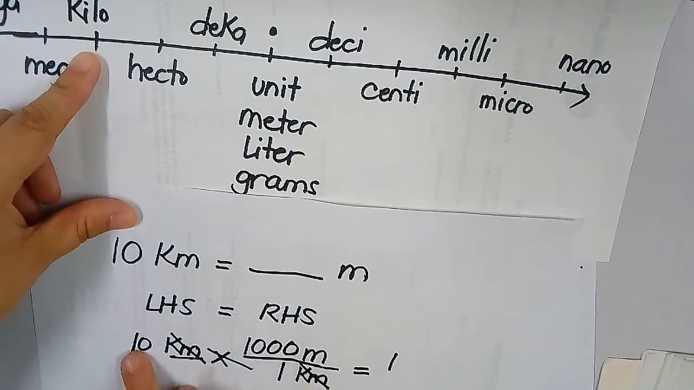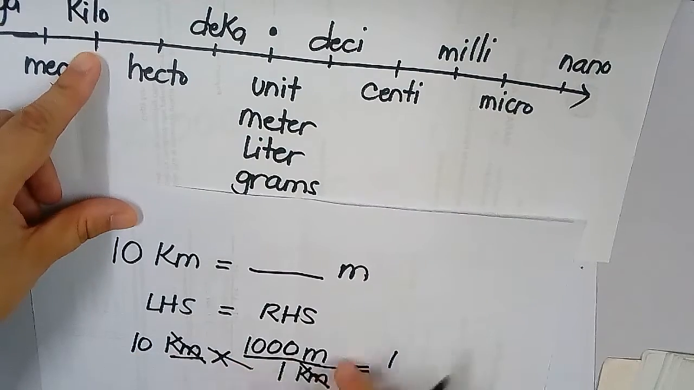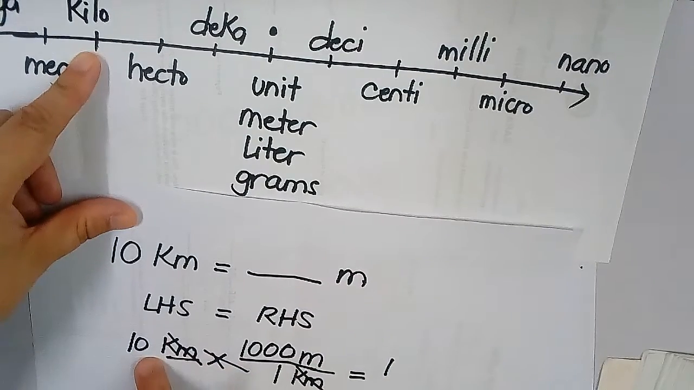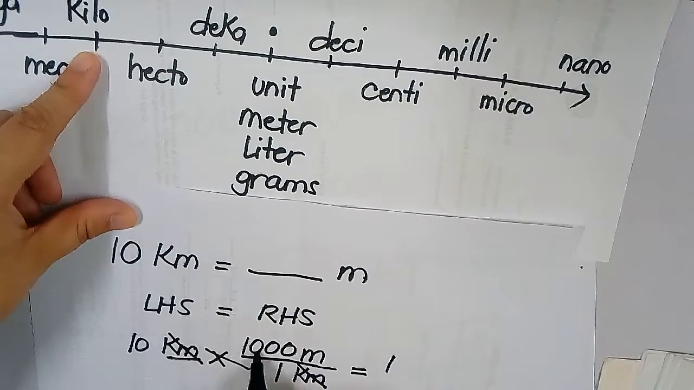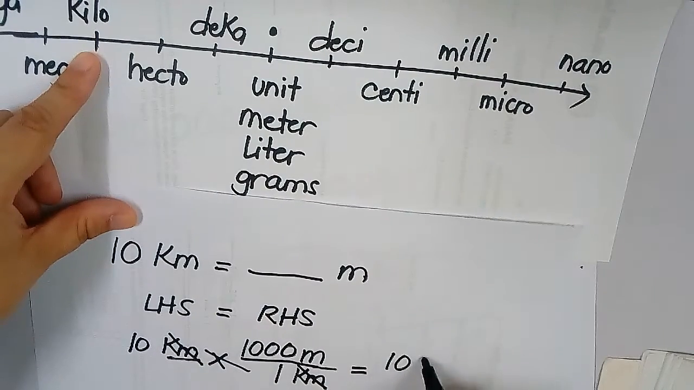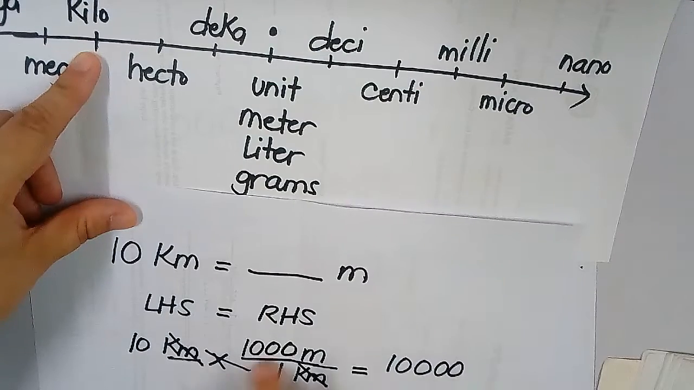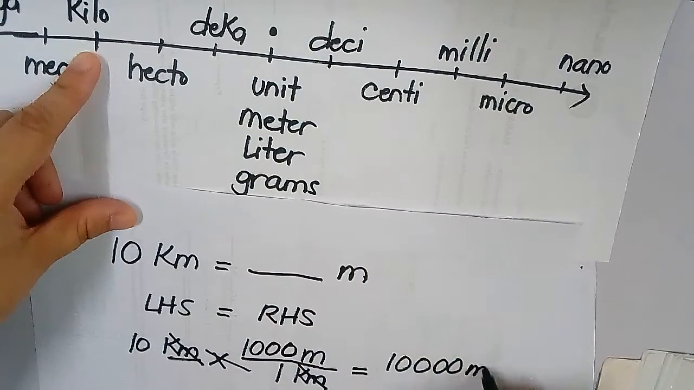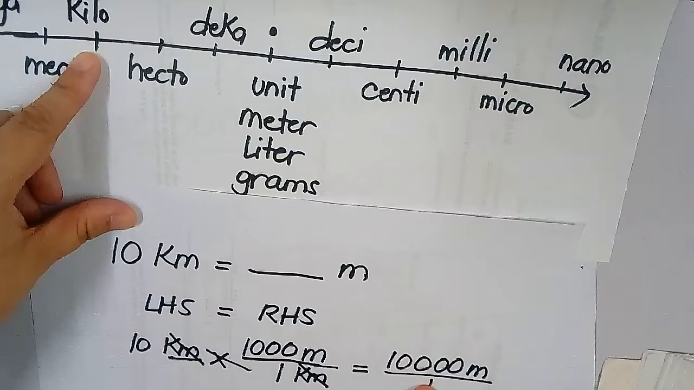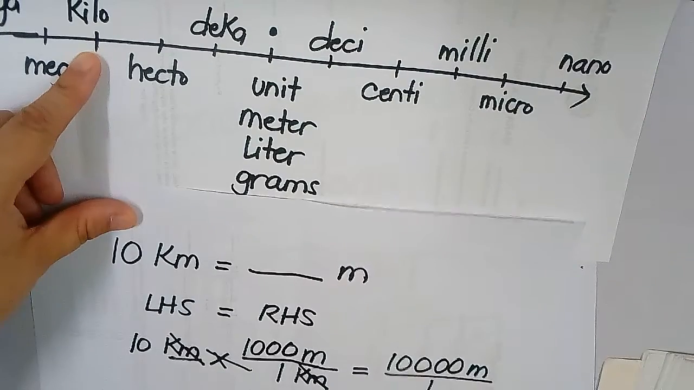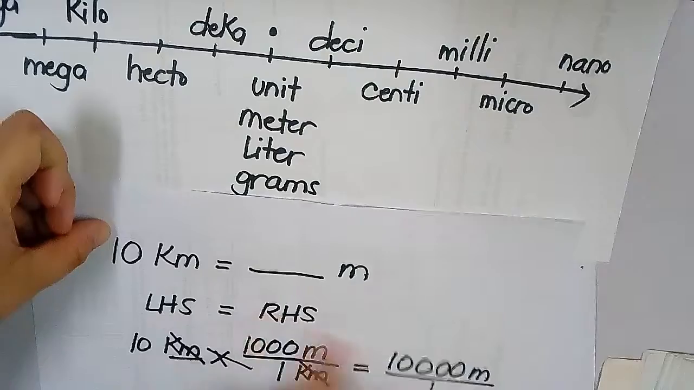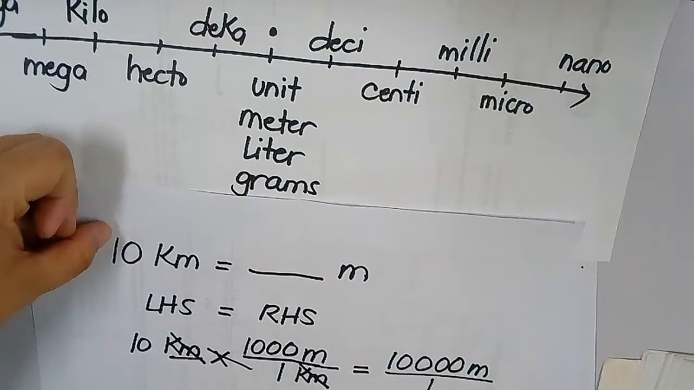Earlier, I taught you how to multiply: just multiply the significant digits. 1 times 1 is equal to 1, and then just count the number of zeros. So, 1, 2, 3, 4. And then, just copy the label, which is meter. Is there anything left here? There is 1, yes. But over 1 is also equal to 10,000 meters. So, this one is our answer. In 10 kilometers, there are 10,000 meters.